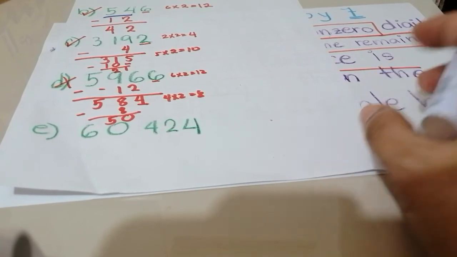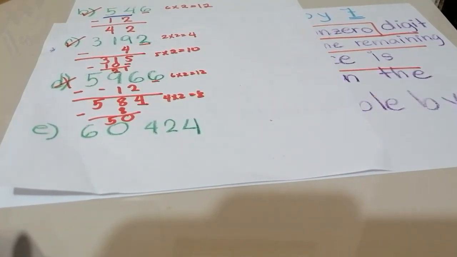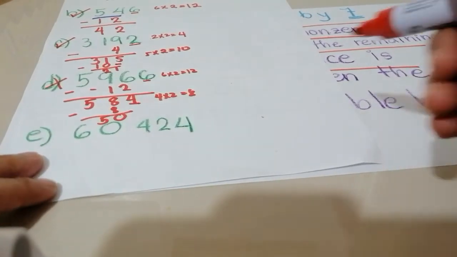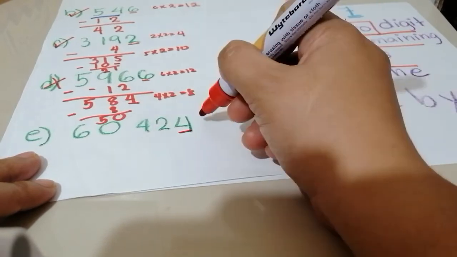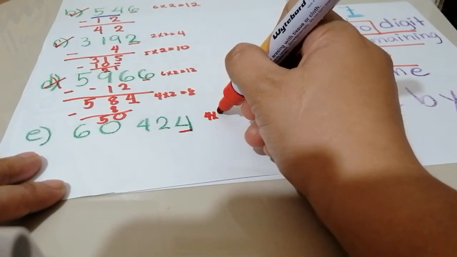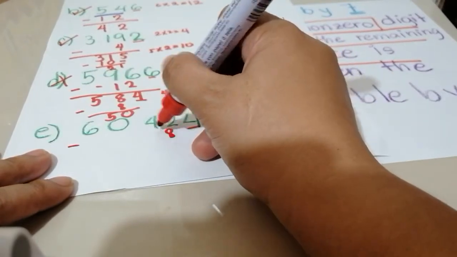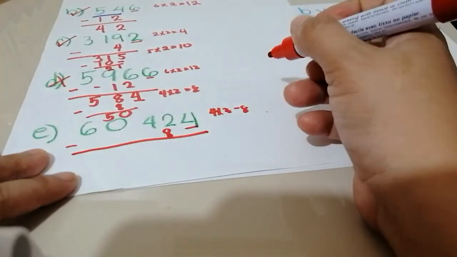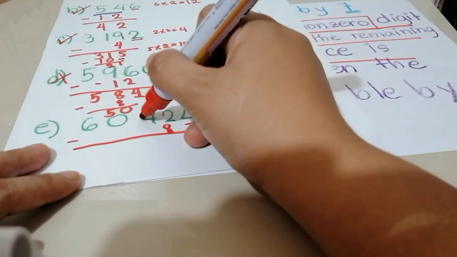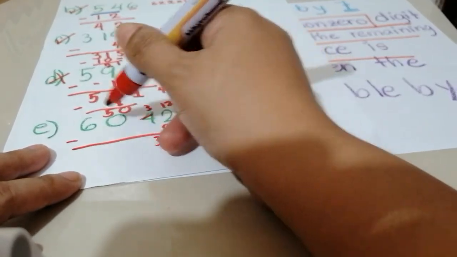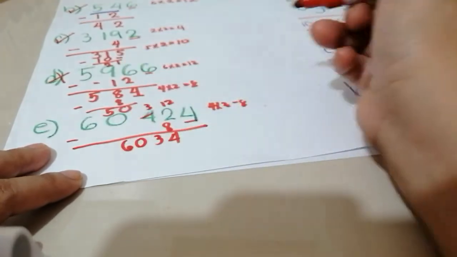60,424 is divisible by 7 or not. So again, titingnan natin by using the rule, multiply the last digit by 2. So 4 times 2 is 8. Subtract 8 from the remaining numbers here. So this will be, it can't be, so this becomes 12. This is 4, it became 3. So 3 here and then bring down the other number, 60.